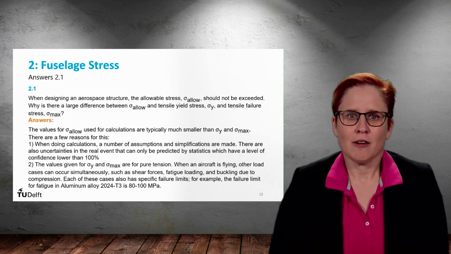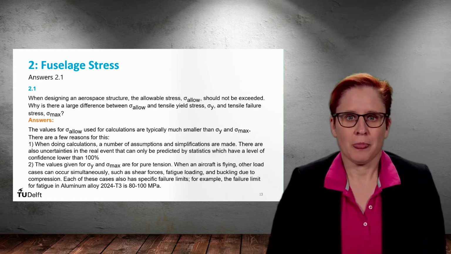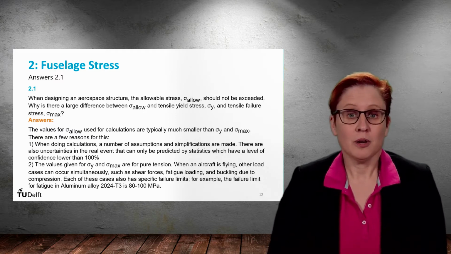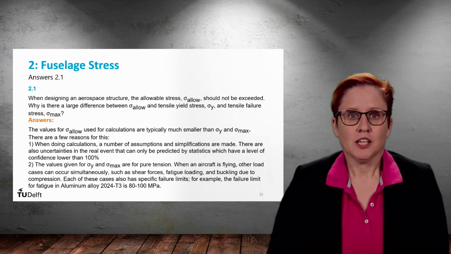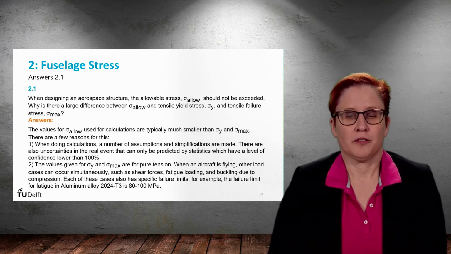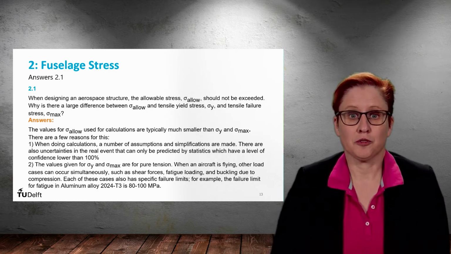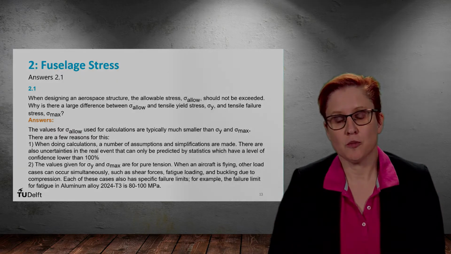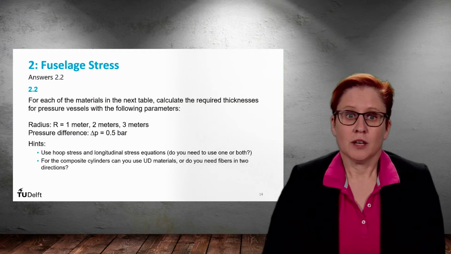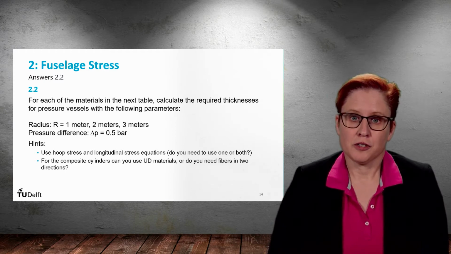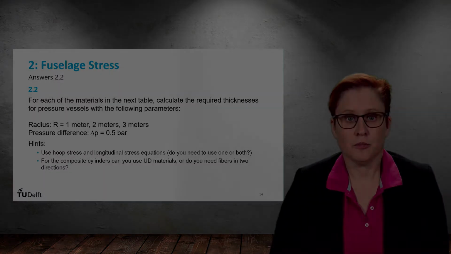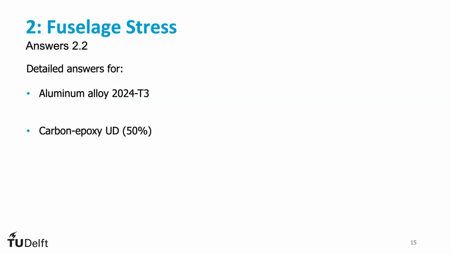When an aircraft is flying, however, other load cases can also occur, and often simultaneously, such as shear forces, fatigue loading, and buckling due to compression. Each of these cases also has specific failure limits. For example, the failure limit for fatigue in an aluminium alloy 2024 T3 is 80 to 100 megapascal. You were also asked to calculate the required thickness for each pressure vessel with the following parameters: radii of 1, 2 and 3 meters, delta P of half a bar. So let's have a look at how you have to do this.